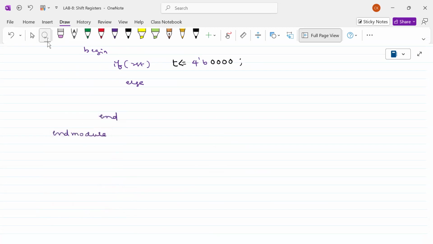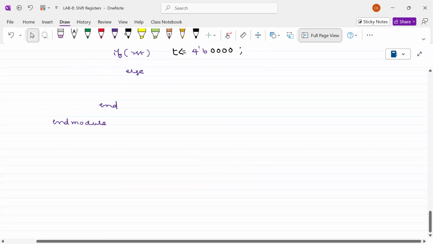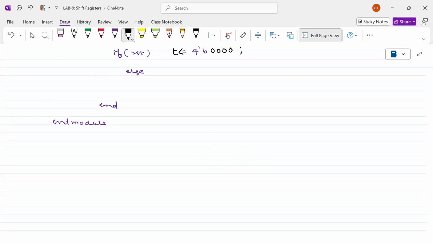What is the statement here? Q or T? It should be T. Actually, we are using the T here, right? So therefore, T is equal to what? Concatenation of T of 2 down to 0, comma, serial input data, right?